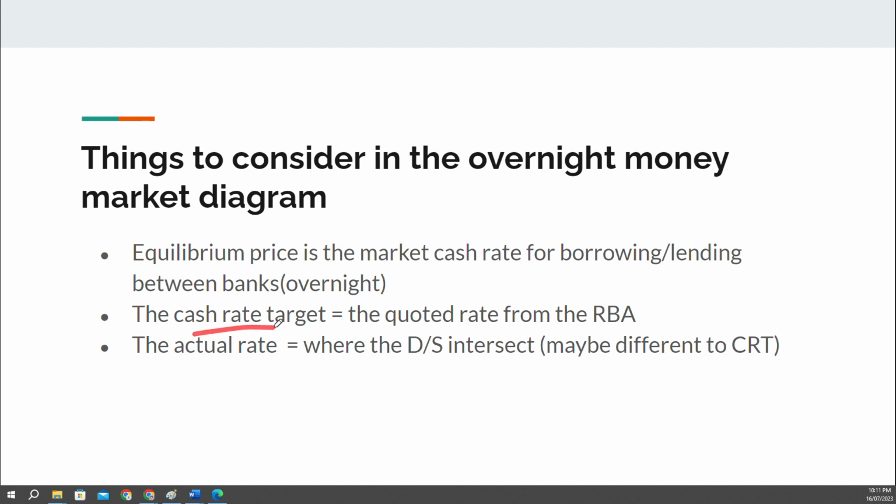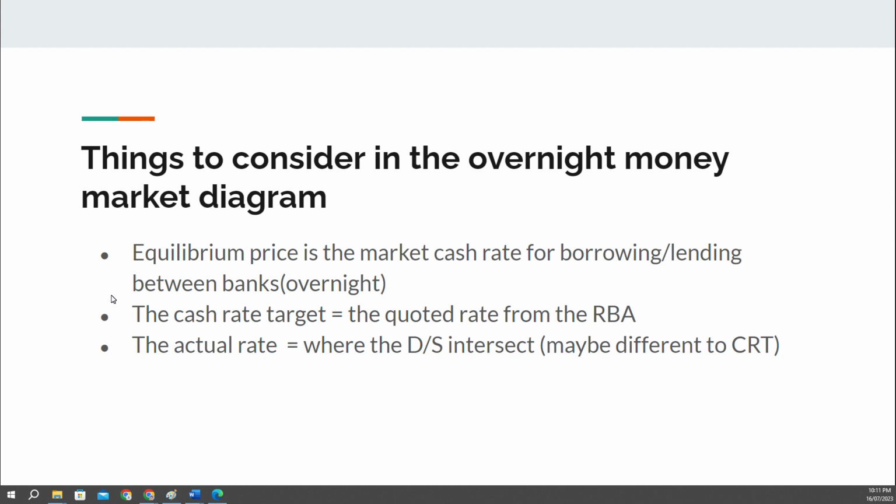Now, the cash rate target's important because it's the one that the RBA quotes. It's just simpler this way to have one rate. It's the one that will be on all their diagrams. All the media will quote the cash rate target, even though the actual cash rate might be higher or lower. So the actual cash rate is where demand and supply intersect, and it may be different.